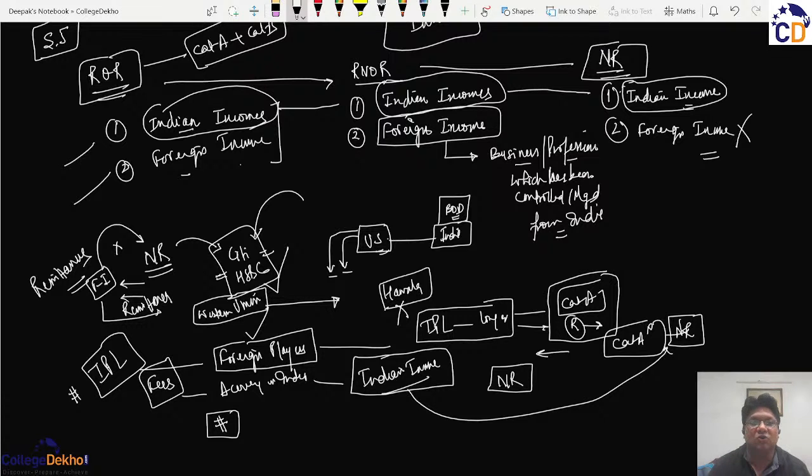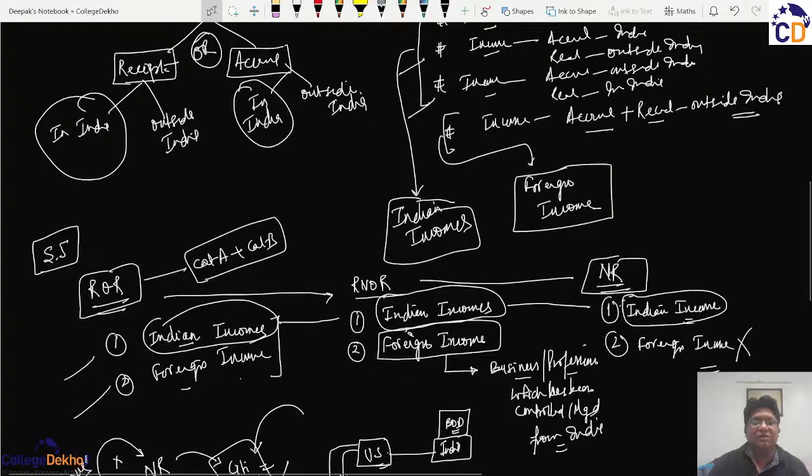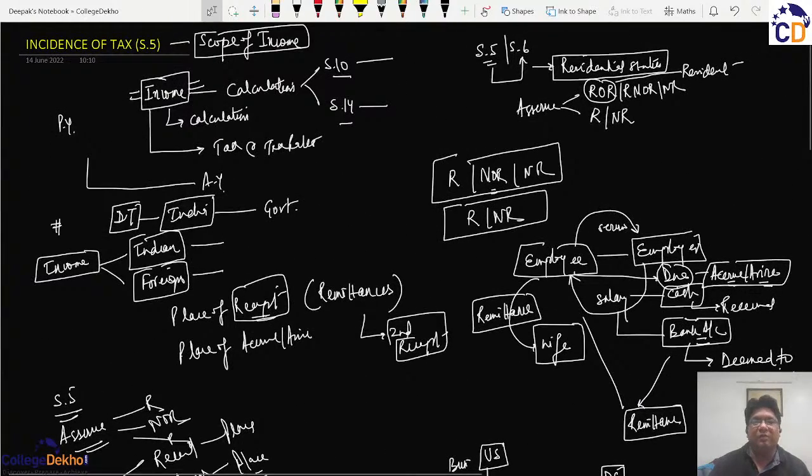So we will discuss those things in detail, but I believe that now, as per Section 5, you will be able to relate the residential status as determined under Section 6 with the place of the accrual and the place of receipt of the income.